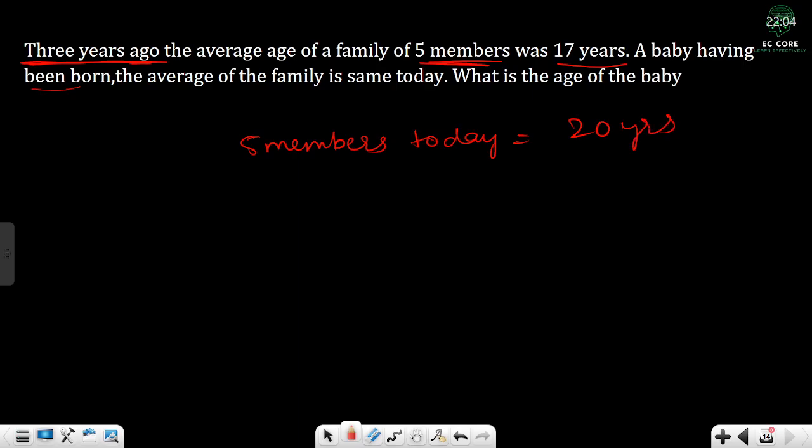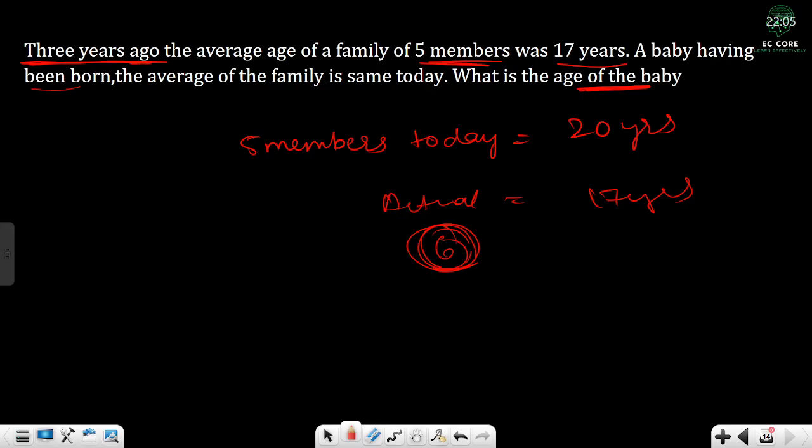So today the age of these 5 members is 20 years on average, but the actual average is 17 years only. So this 17 years is for 6 members, right? So now we need to find the age of the baby.